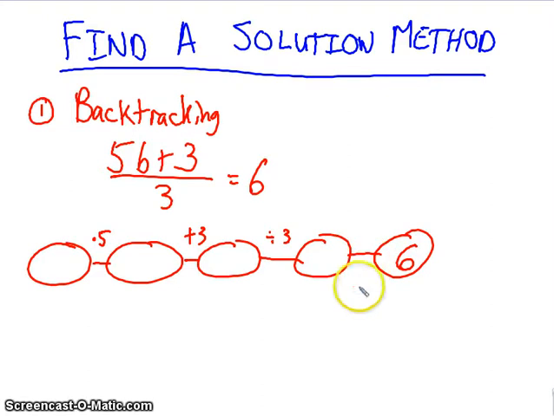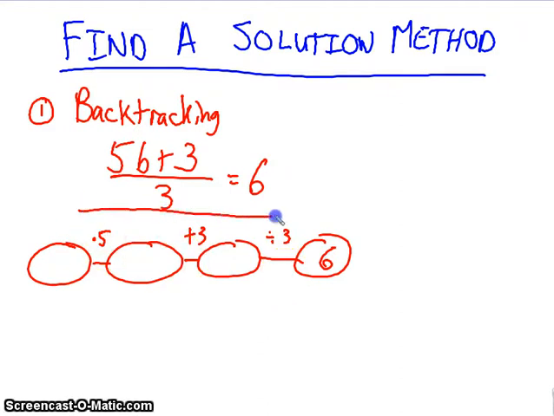Actually, I don't think we need this last one. Sorry. Let me just go back. That equals 6. All right? So this is the process that we would go through. So what we learned, and that's going in this direction.